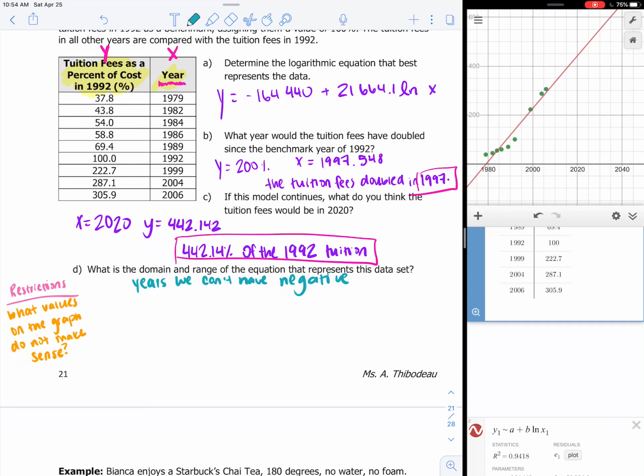When we're talking about percent, we can't have negative either, and our percent can continue on. Right? We could have up to 1,000,000% if we want. Right? It just talks about the rate of increase from 1992. But we can't have negative years, and we can't have negative percent. Very often, when we are talking about restrictions, one will affect the other. One will limit what makes sense in our data.